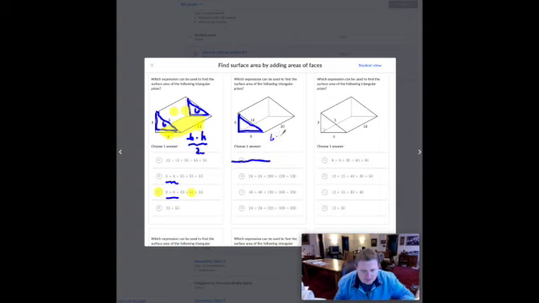6 times 8 divided by 2. And so 48 divided by 2 is 24. So I have 2 24s. It's either this one or this one.